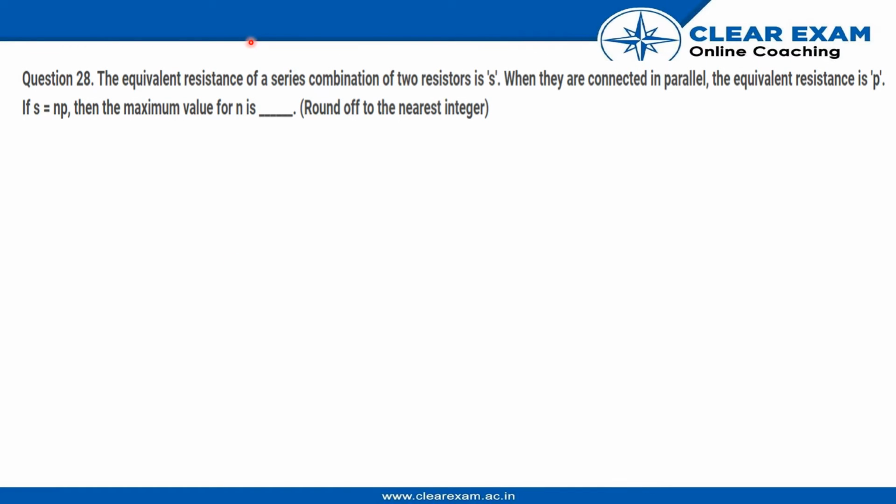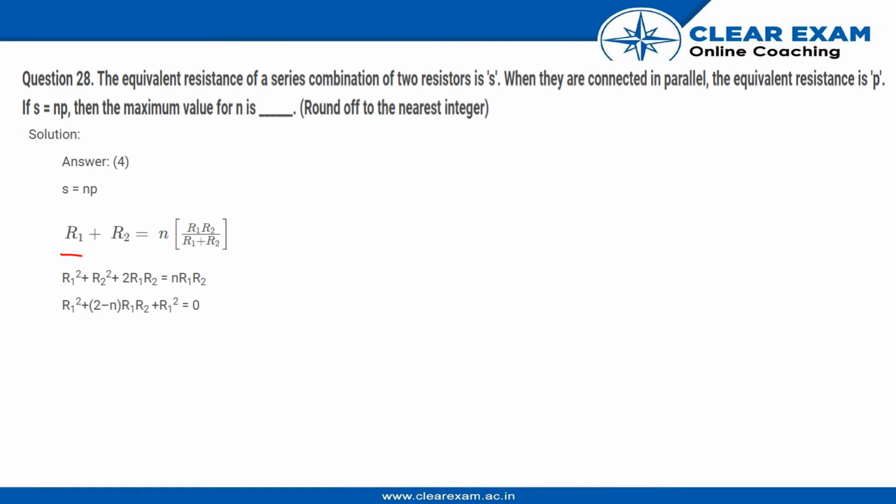The equivalent resistance of a series combination of two resistors is S. Then when they are connected in parallel, the equivalent resistance becomes P. And if S is N times P, then the maximum value of N is. So we need to find the maximum value of N.